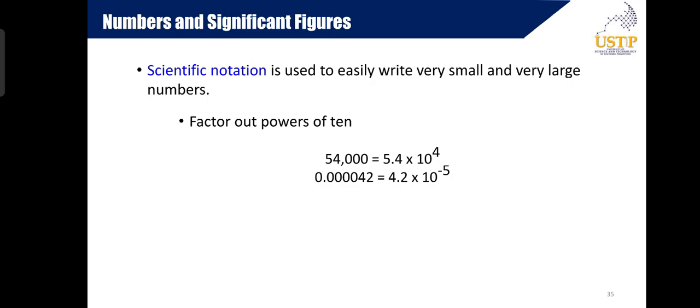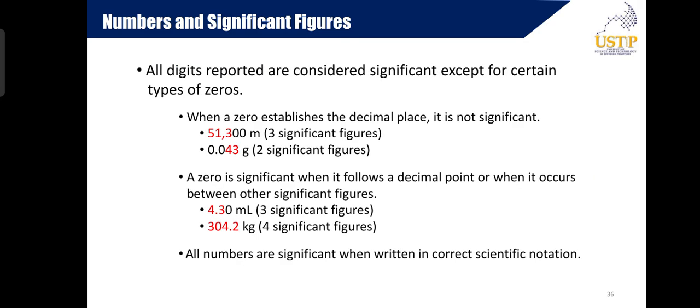So scientific notation is used to easily write very small and very large numbers. Factor out powers of 10. Again, it's expressed in multiples of 10. For example, 54,000 is too long. But in scientific studies, and mostly in calculations, they are expressed in scientific notation. It is expressed as 5.4 times 10 to the power of 4, which explains 54,000, and 0.000042 is equivalent to 4.2 times 10 to the negative power. So, these are the guidelines in scientific notation.